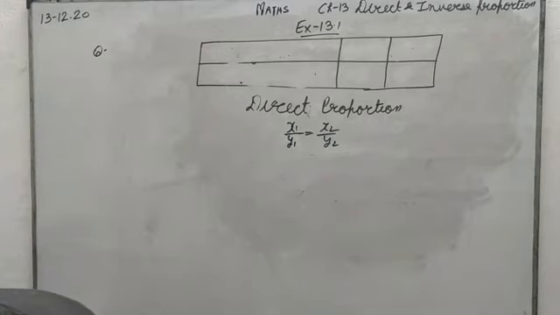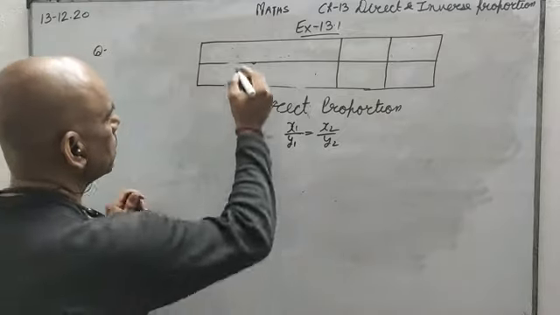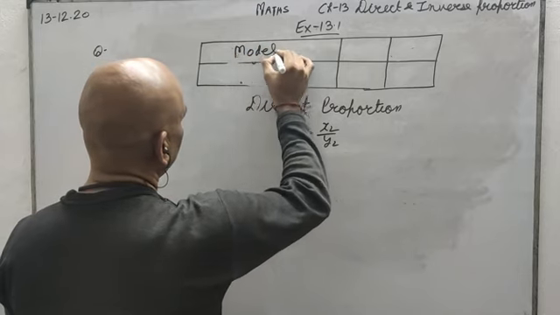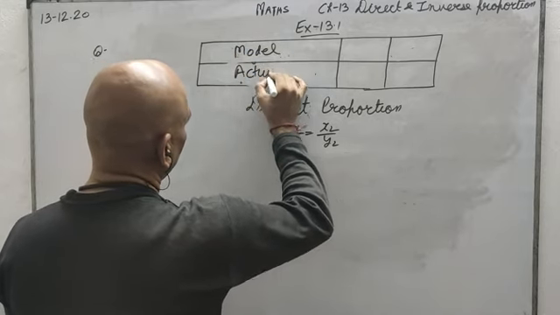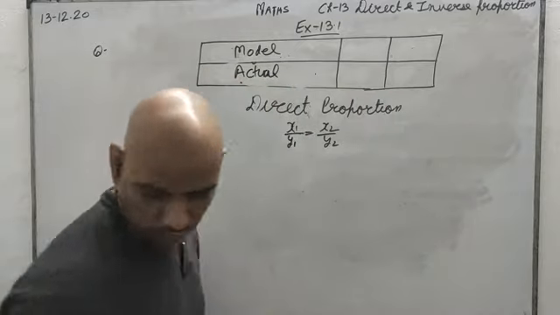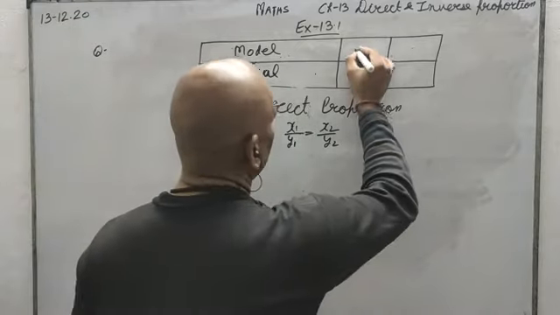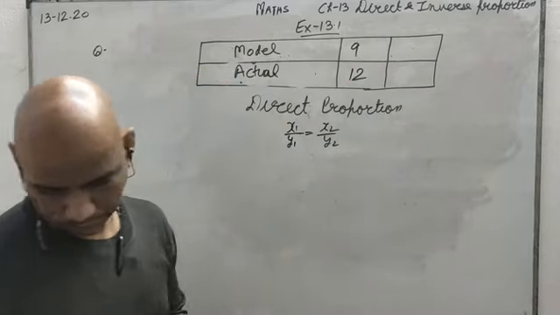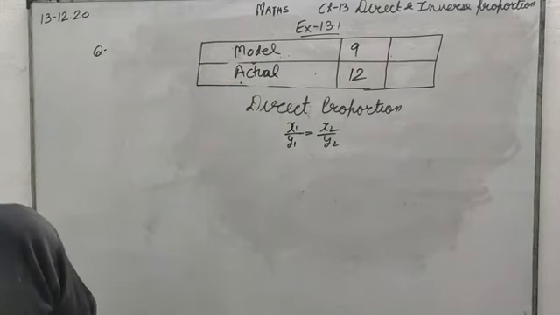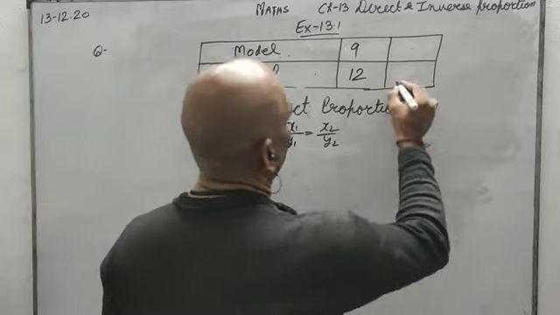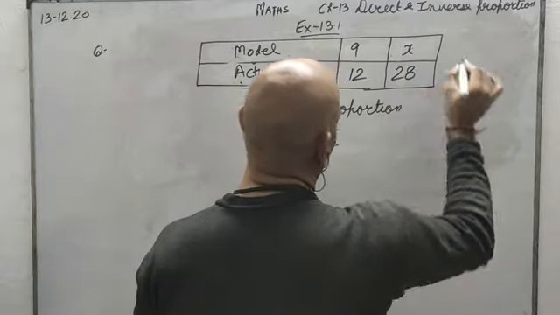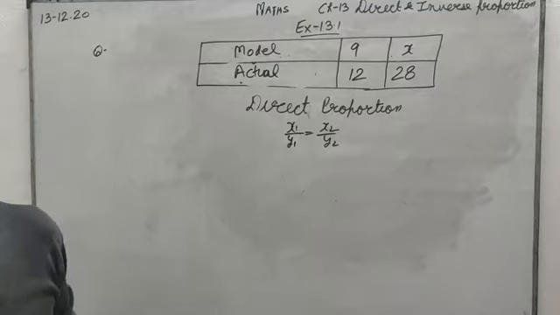In a model of a ship, the mast is 9 centimeter high, while the mast of the actual ship is 12 meter high. So model and actual ship. This he is talking about the model ship, and this he is talking about the actual ship. So in the model it is 9 centimeter and in actual it is 12 meter. If the length of the ship is 28 meter, how long is the model ship? This way you will have to find out the relation.